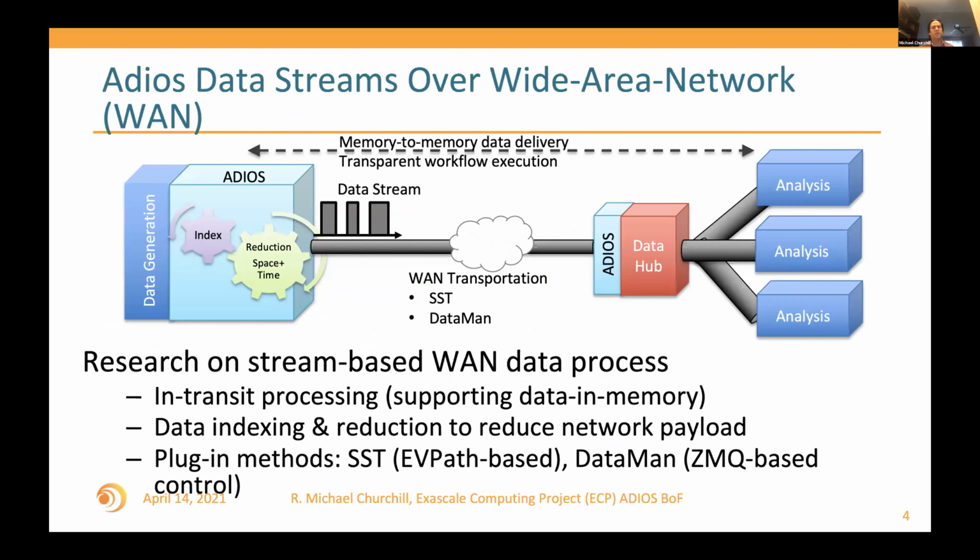So how do we use ADIOS with this? ADIOS has capabilities to do data streams over wide area networks. And the protocols that they use within ADIOS enable memory-to-memory data delivery, so you never have to touch the file system. And it's really a fairly simple switch between file systems and direct memory-to-memory transfers over wide area networks. So you can see here at the data generation side, then passing through the ADIOS framework, you have data streams coming over wide area networks that can then be received at some data hub, which can then be fed out for parallel processing.